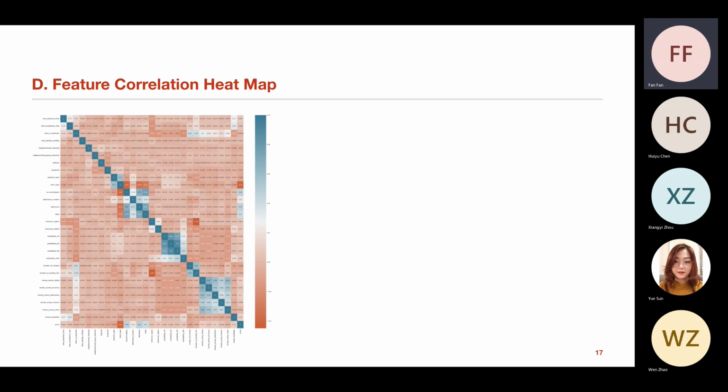Second one, the availability 30, 60, 90, 365 are highly relevant. It can be translated to the hypothesis that if the house is in a popular area, most of the time it will be booked, and overall availability is low. However, if the house is located at some place that is not popular, where few people visit, it may stay vacant for most of the time of the year.